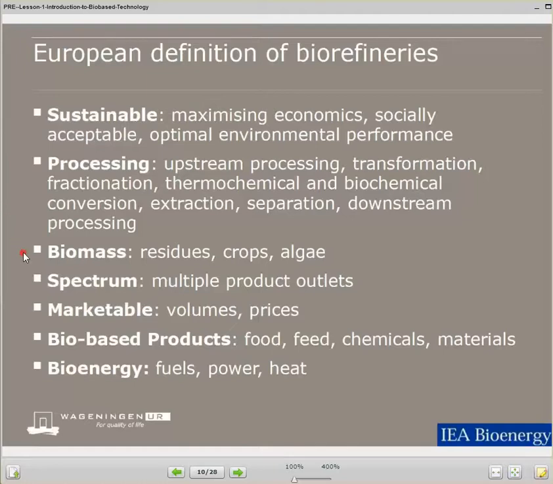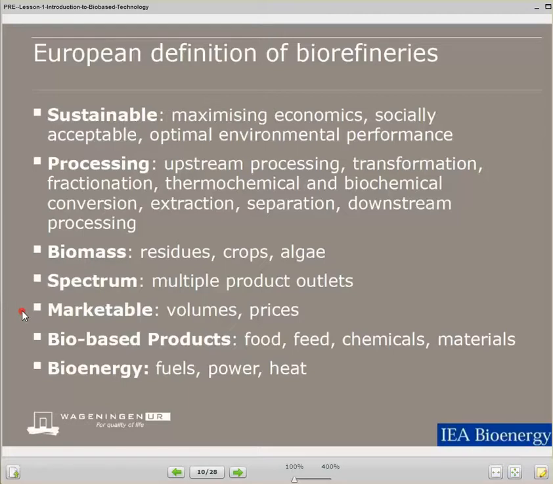The biomass that was defined to be used is residues, crops, or algae. Residues just basically means waste. Crops, for example, different oils coming from seeds, like soya, and algae. The spectrum is a multiple product outlet. We'll be going through the biomass pyramid, which is also called the F ladder, and talking about what this spectrum of products is. It must be marketable.